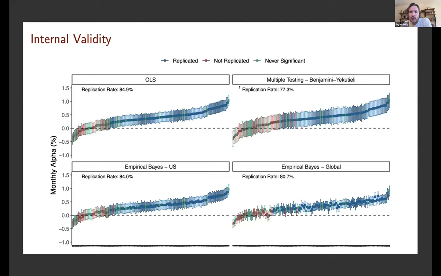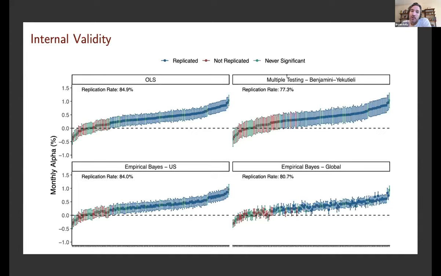Now, it's a little bit surprising to people that have read papers like, for example, by Harvey, that the drop in replication rate isn't bigger. Why is that? It's because we have so many highly significant factors here. It's only those marginal cases that get affected by the multiple testing adjustment. And it doesn't matter here. If you bump up your critical value from 2 to 2.8, you're actually not going to see a big decrease in replication rate in the sample.